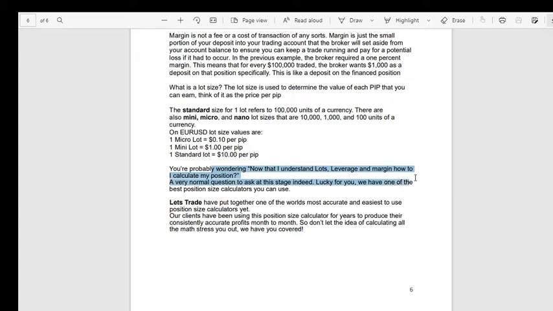I want to now understand leverage and margin, and how to calculate the position. A very normal question to ask.